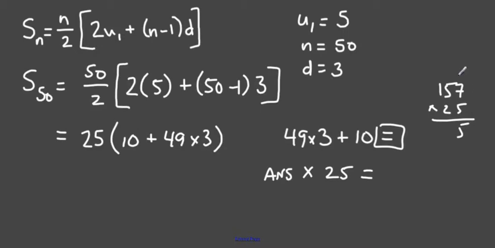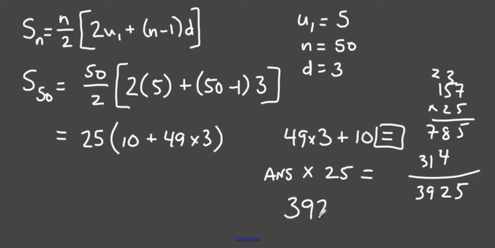I forgot to turn on my calculator, so I'm going to do it the long way. So you can check to see that I didn't make any mistakes. I get 3,925 as the sum of 50 terms.